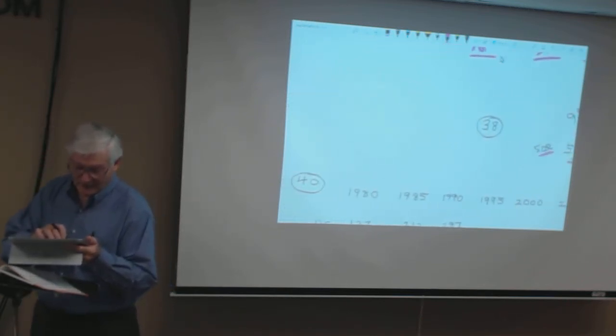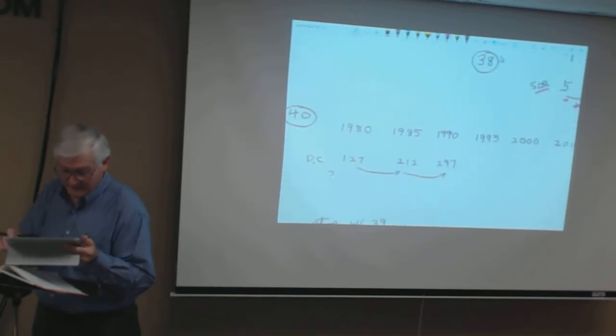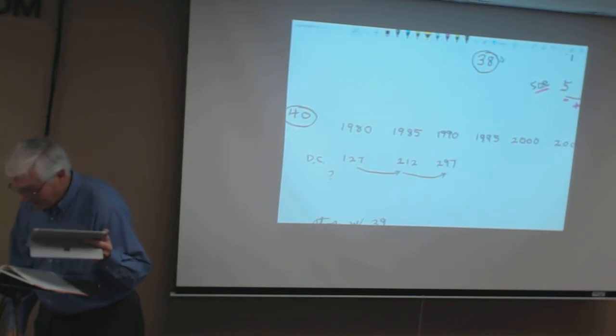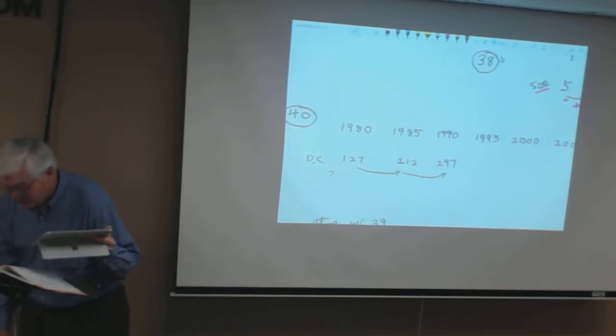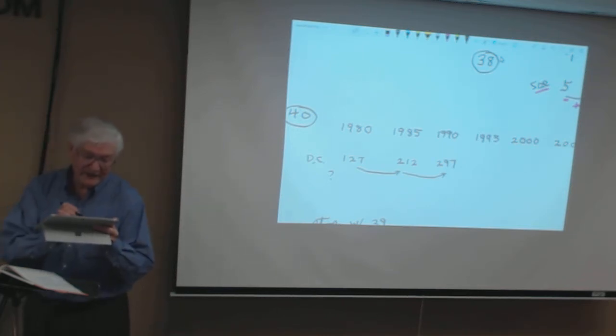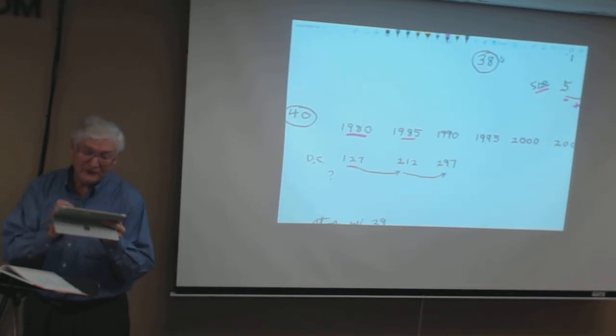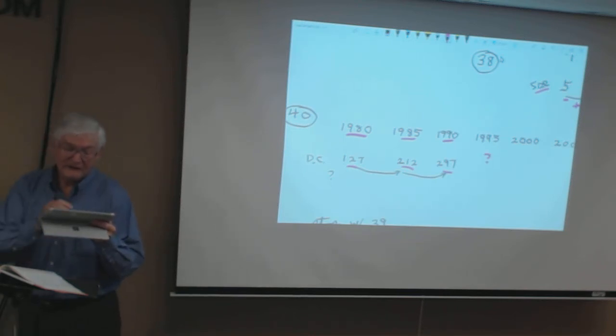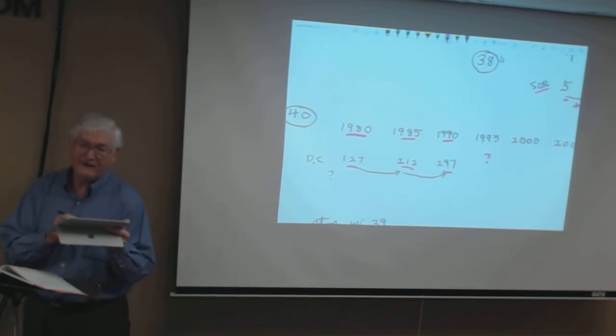Number 40. What does 40 say? According to the Health Insurance Association of America, the average daily room charge for a hospital is as shown in the following table. In 1980, it was 127. In 1985, it was 212. In 1990, it's 297. What will it be in 1995? 5 years later? I don't know.